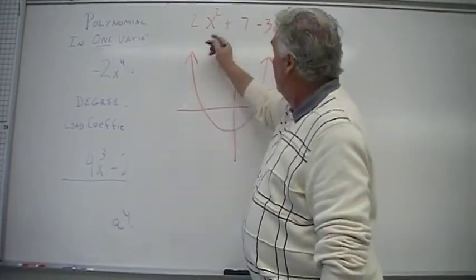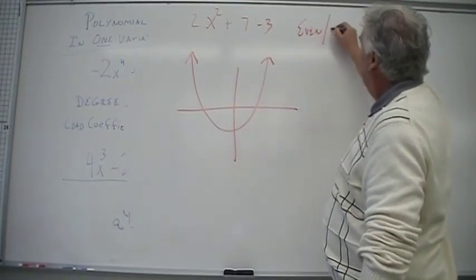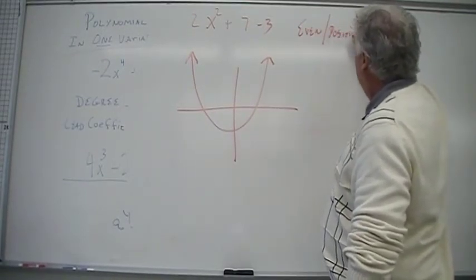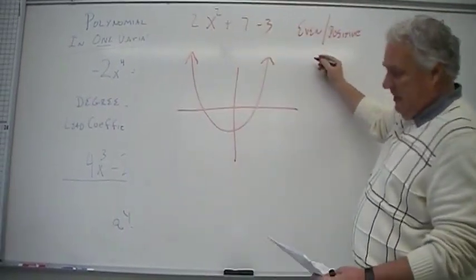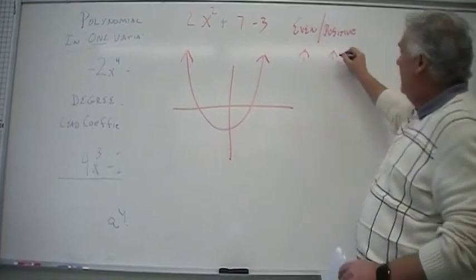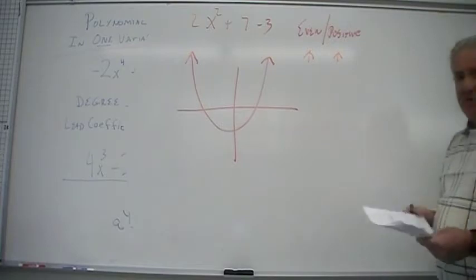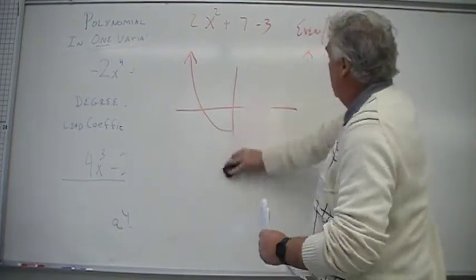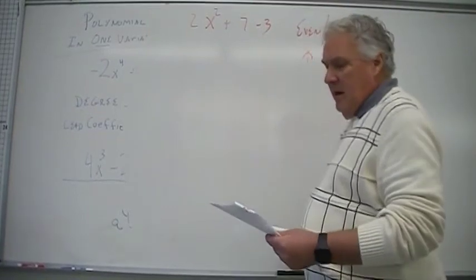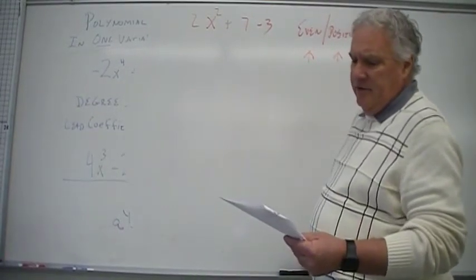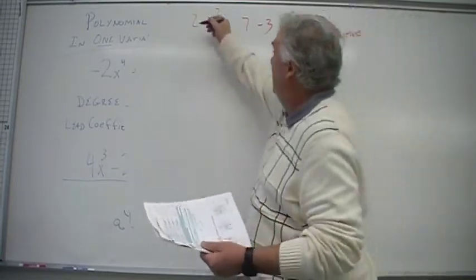So when it's even and positive, the end behavior is up, up. Okay? That's what the first one says. The second one says, if the degree is even and the lead coefficient is negative, then it's down, down.